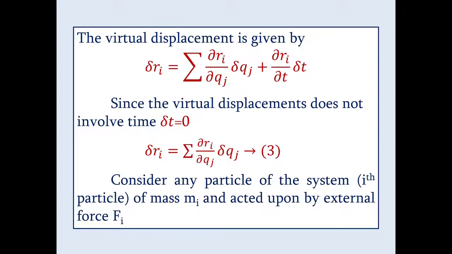Now let us take any one of the particles in the system, for example the ith particle, which has mass mi, and is acted upon by an external force Fi. When a particle is acted upon by an external force Fi, to keep the system in equilibrium, we can make use of D'Alembert's principle.